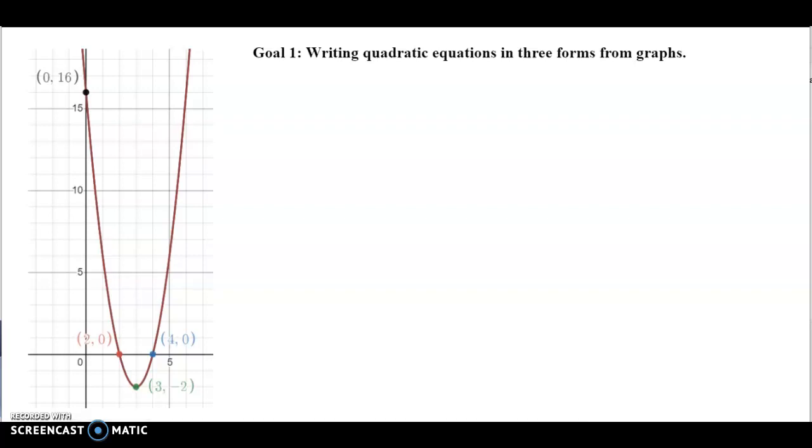Hi everyone, this is the first lesson recording for week 2 IM2. The first goal for today's lesson is to be able to write quadratic equations in 3 forms from graphs.